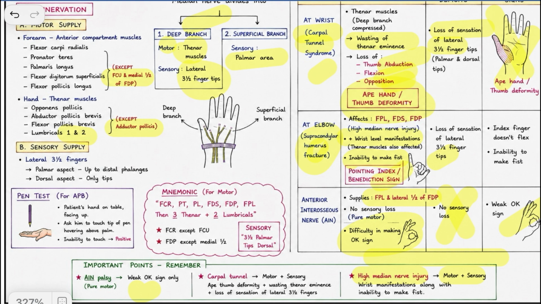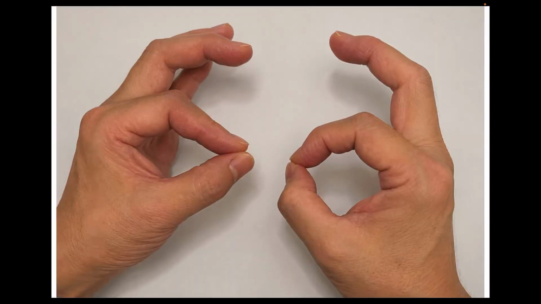Now let's see what are the questions that can be asked with this concept, and let's see if you guys can answer it right, and comment if you got the correct answer. So let's get back to the questions. Fine. See here, it's a weak okay sign.